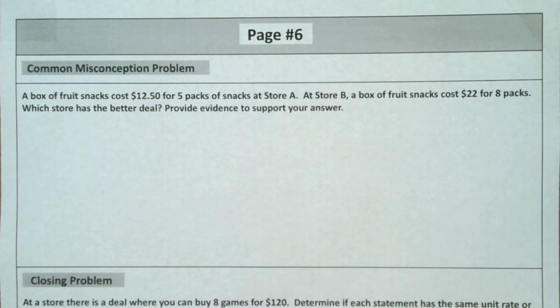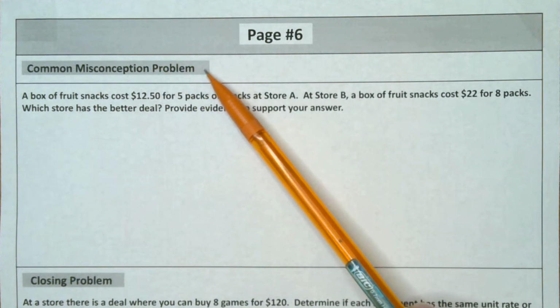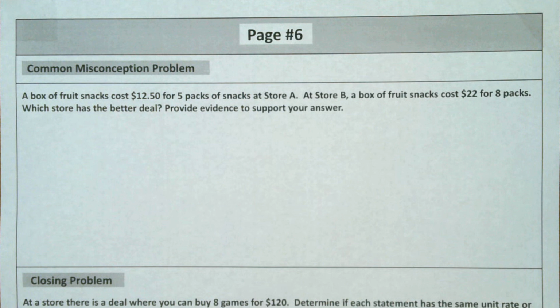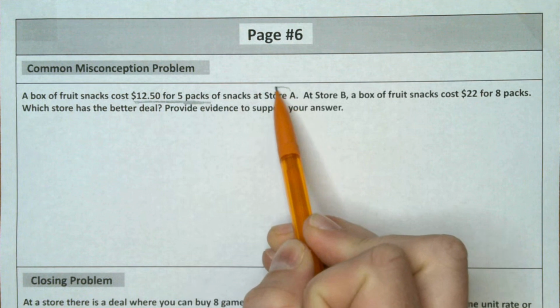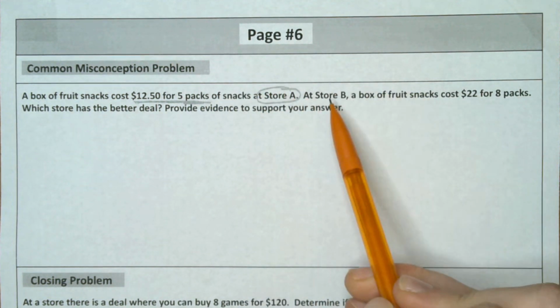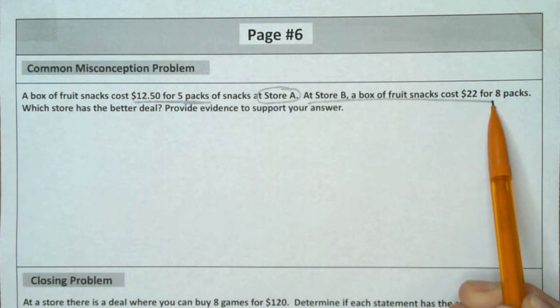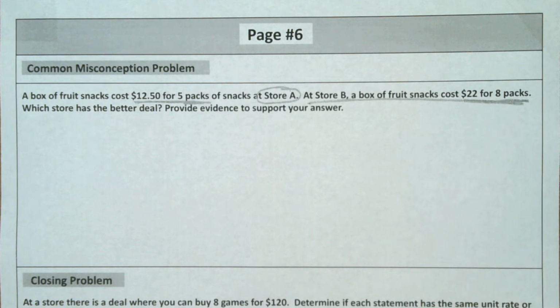Okay, on page 6, we have a common misconception problem. Please pause the video and complete this problem on your own. This problem says a box of fruit costs $12.50 for 5 packs at store A. At store B, it's $22 for 8 packs. Which store has the better deal? So let's go ahead and check our work for this problem.